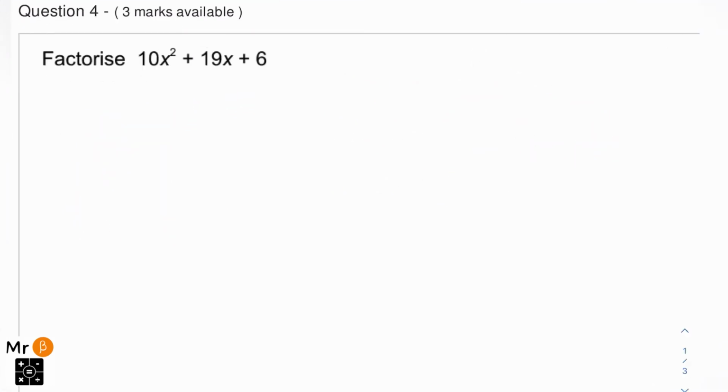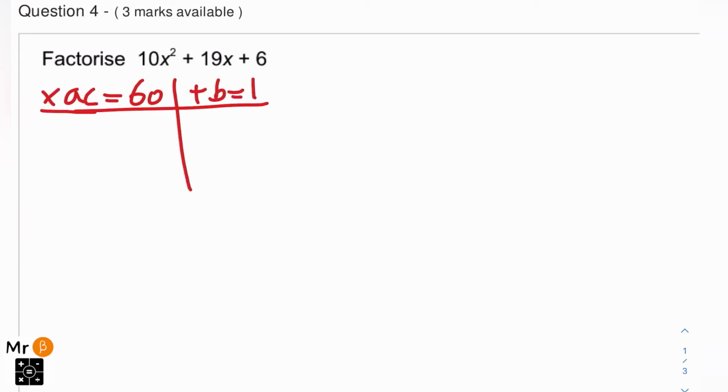Our fourth question again follows the same method. We're timesing to make it AC, which in this case is 10 times 6, which is 60. And we're adding to make our B, which is 19. And now we write down our factors of 60.